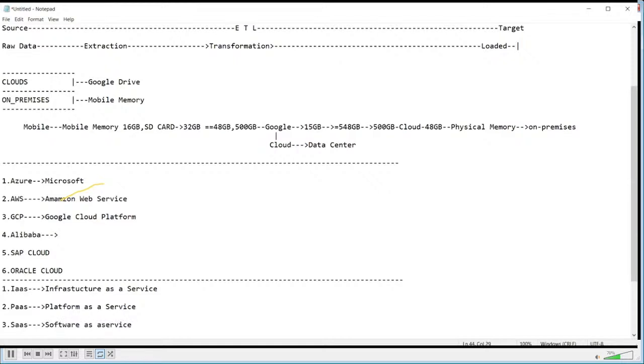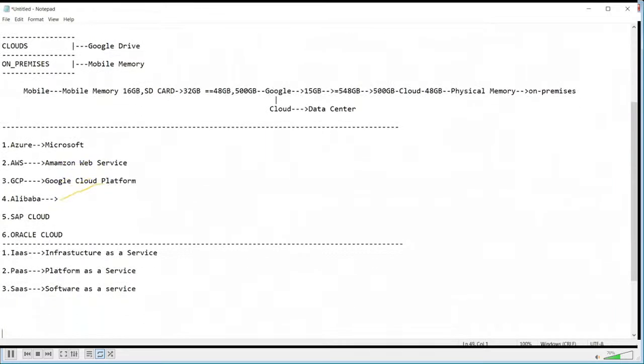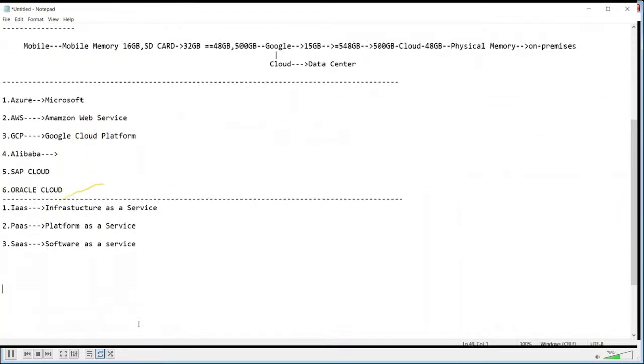Software as a service. Guys, these are the three different services provided by the cloud providers. That means IaaS as a service, PaaS as a service, and SaaS as a service. These are the three categories of services provided by the cloud providers. Getting my point? So now, the entire cloud service is classified or built according to these categories, IaaS, PaaS, and SaaS. Infrastructure as a service means what, guys?